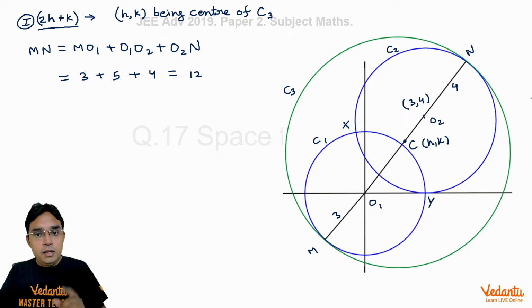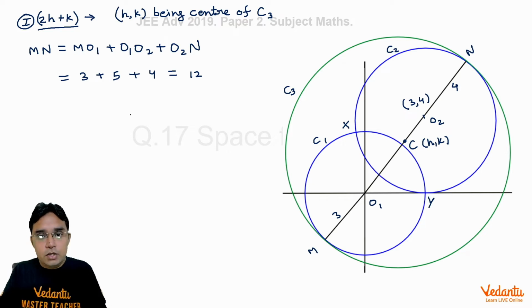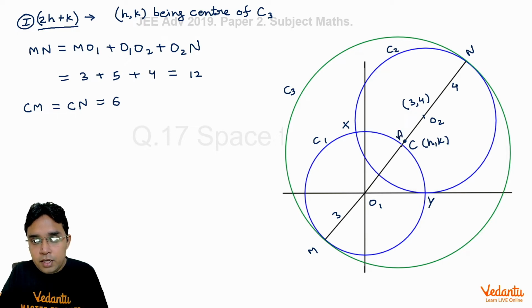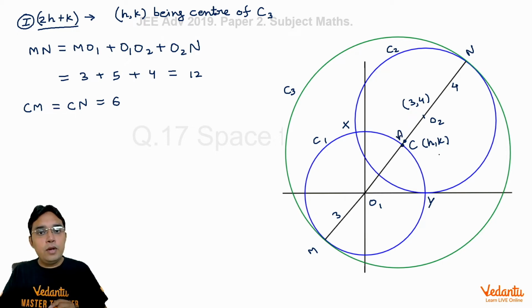That means the diameter of C3 will be equal to 12, and its radius will be 6. So we can say that the distance of C to M or C to N should both be equal to 6. In fact, because CM is 6 and this line also passes through the center of C1, and the diameter of circle C1 is 6, this C should actually lie on this circle only. So C should be actually lying here only.